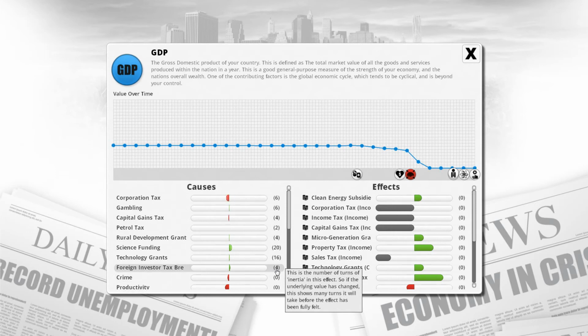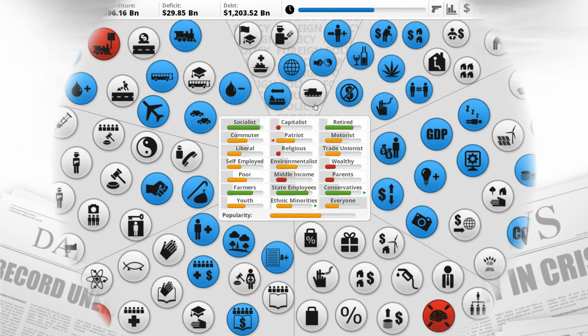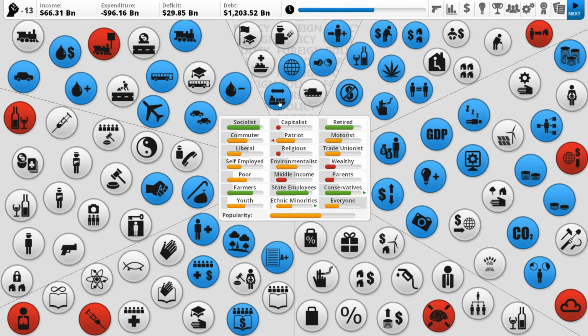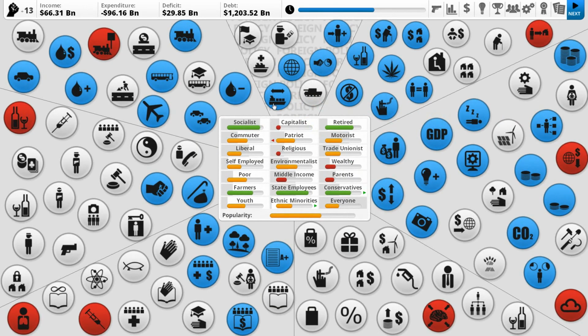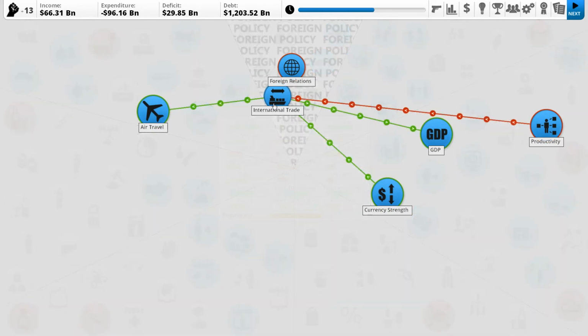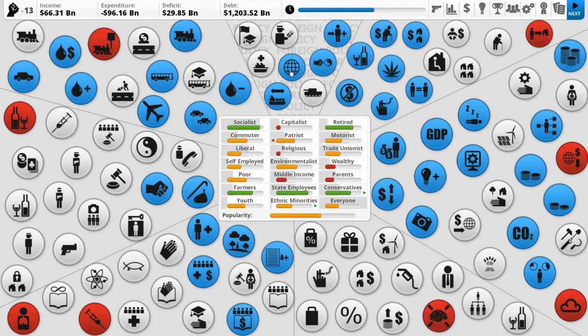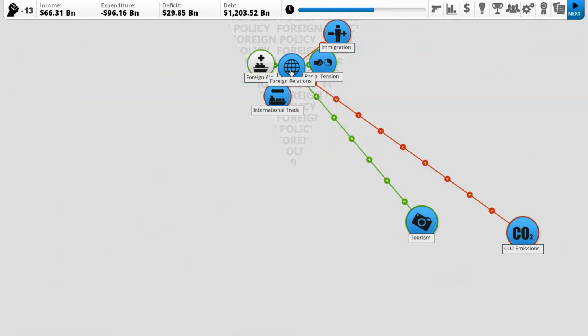International trade. That sounds like a good one. Where's international trade? Here. International trade. It's being affected by... It's actually being lowered by foreign relations. Apparently other countries don't like us. Let's take a look at this. There's nothing that we can change that directly affects international trade.